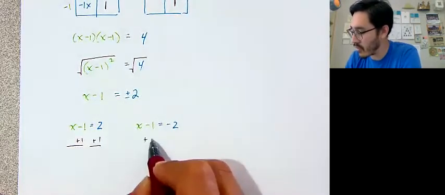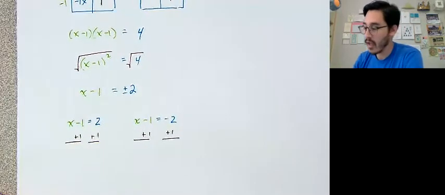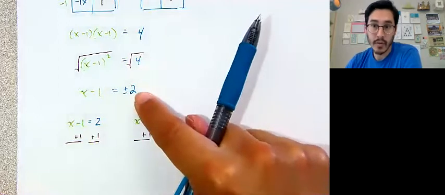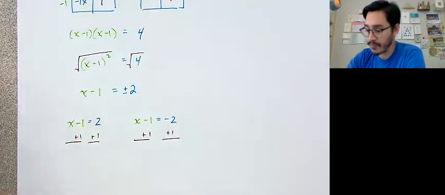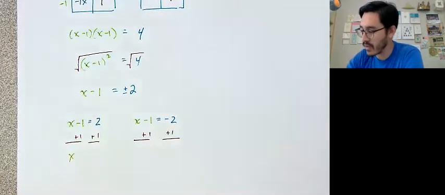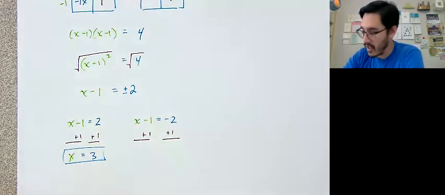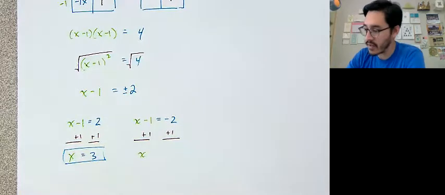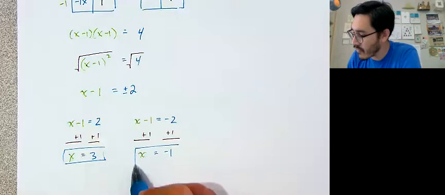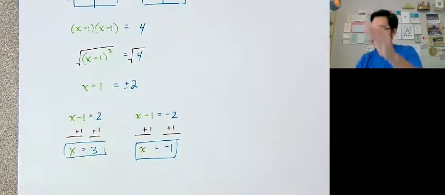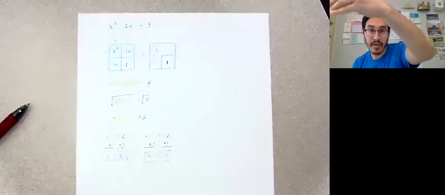Then we'll just solve. Add 1 to both sides of that equation, and add 1 to both sides of that equation. Because 4 is a perfect square, its square root is an integer, so everything here is an integer, which is really good. So this is going to be x equals 3, and this equation will have a solution of x equals negative 1. That was a lot easier than the first one we did.